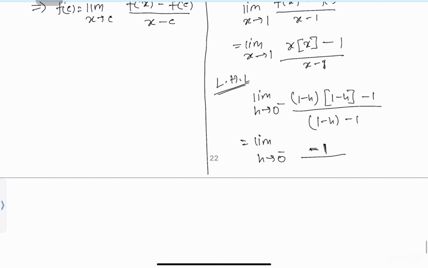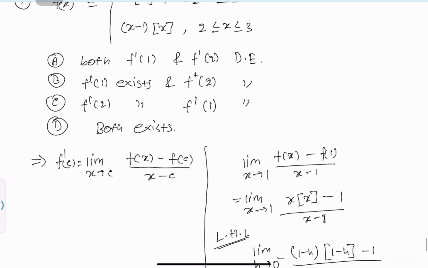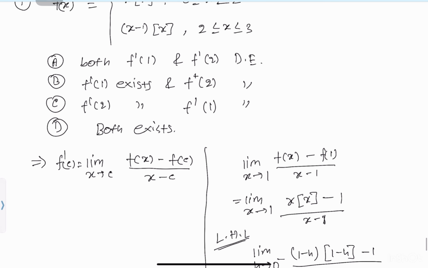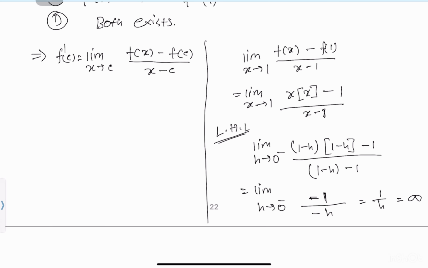So now the minus 1 and this part, 1 minus h, came. That means this is infinite, the left hand limit does not exist. That means the function is not differentiable at x equal to 1. Because the left hand limit does not exist, we cannot go for the right hand limit. So it does not exist at x equal to 1, the function is not differentiable.